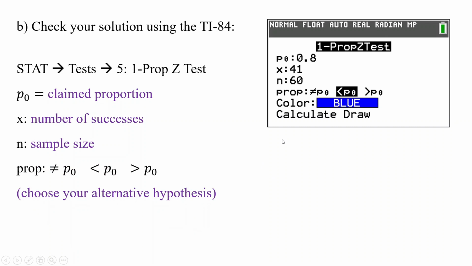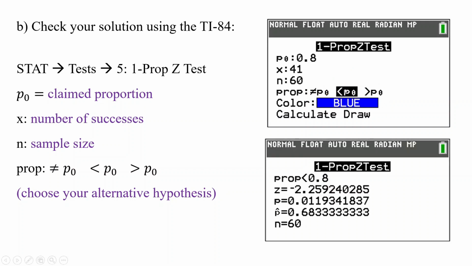And then we have to choose our alternative hypothesis. And there's 3 choices right here. So you can see in this specific example, I highlighted less than P0 because our alternative was less than our claimed proportion. Okay. And when we do that, these are our results. So we get our Z value. Okay. And you'll notice it's a little different from what I got by hand, right?